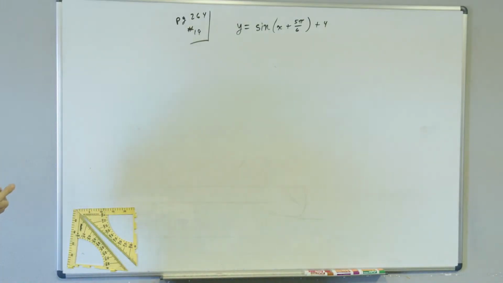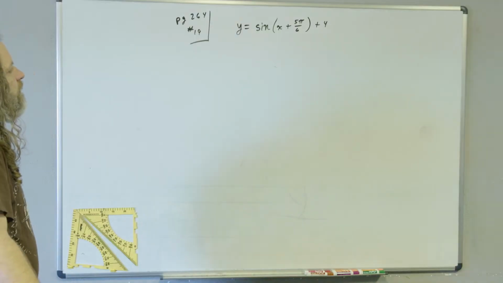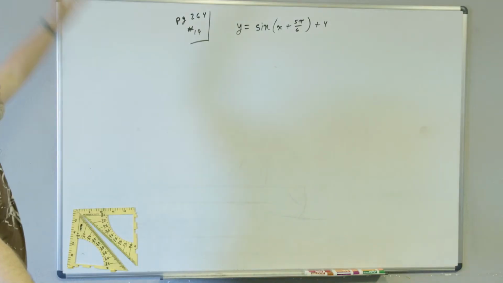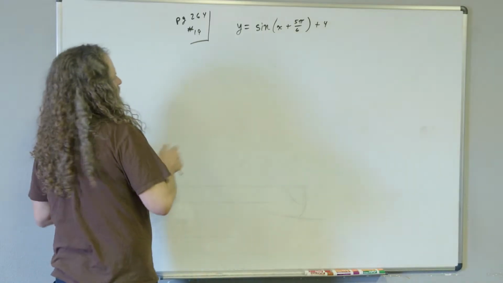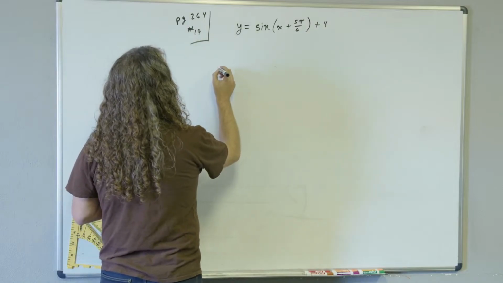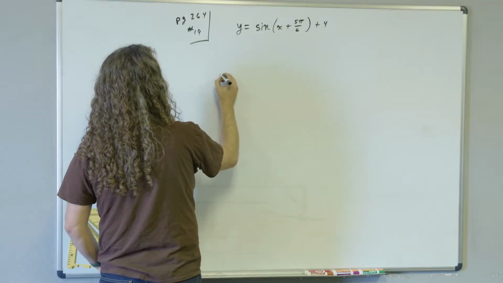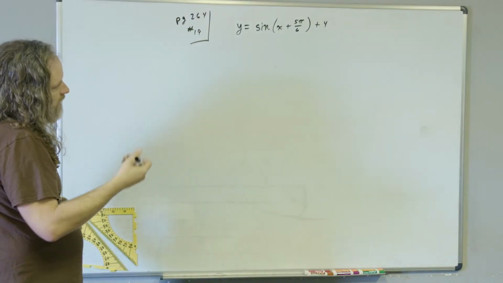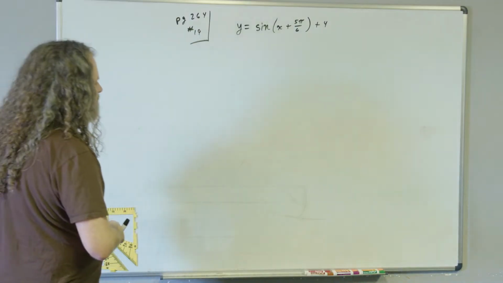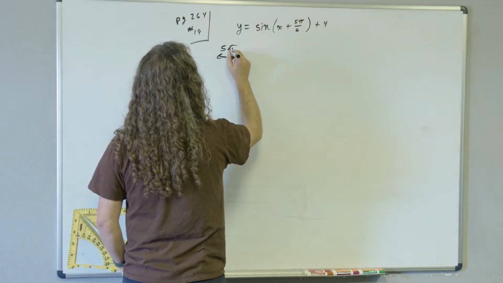So what all is changed from the parent? The phase shift and the vertical shift. Vertical shift is easy, just move it all up. Then we need to figure out what the phase shift is. It's 5 pi over 6 over 1, which is just 5 pi over 6. Is it shifted to the right or to the left? It's left, negative. So it's shifted to the left 5 pi over 6.